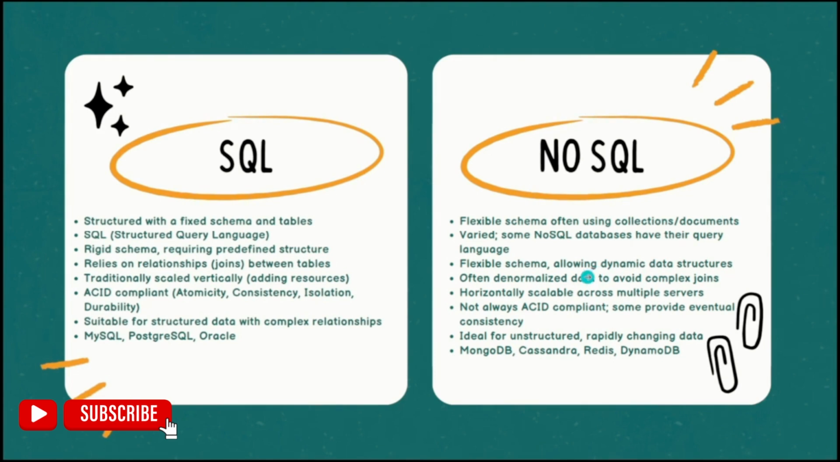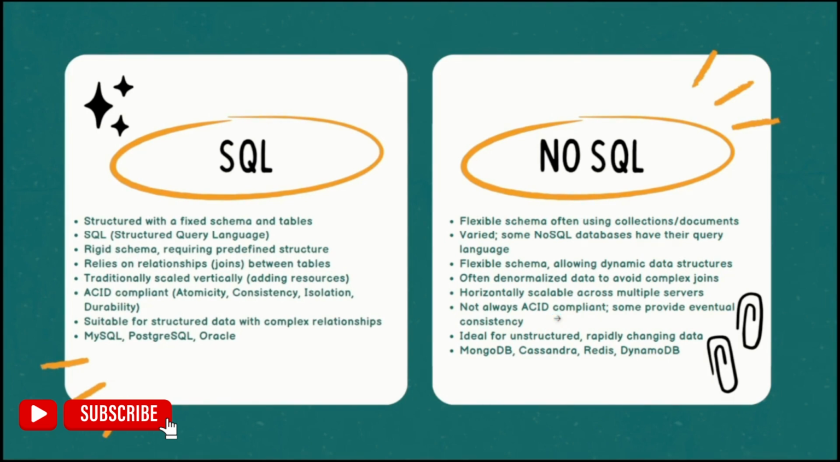Then we have often denormalized data to avoid complex joins. Okay, denormalize again simply means the same, that is you can store data in any form, right? Then it's horizontally scalable. That means you can add as many servers as you can, so if one goes down, at least the backup is there.